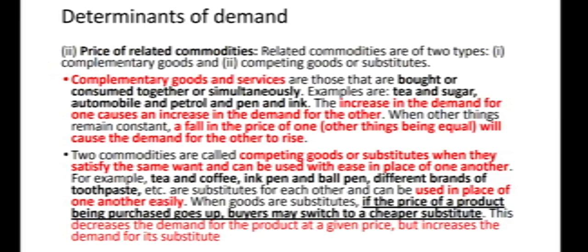Next, we have the price of related goods. This is where things get interesting. There are two related goods here. First is the complementary goods and second is substitute goods.